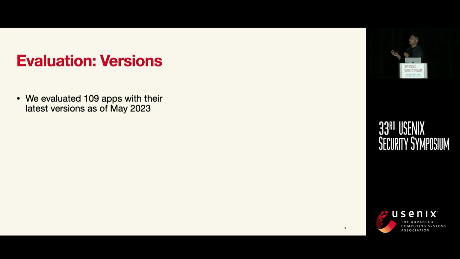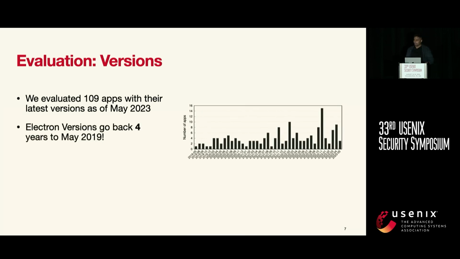When we eventually went and downloaded a bunch of apps, this was in May 2023, we basically made sure that we had the latest version that's available for a bunch of apps. For each of these apps, we extracted the versions, and we discovered that a lot of these apps do not have the latest version of Electron, and as a result, the latest version of Chrome. Some of them went back as much as 4 years, the oldest being one that depended on a version of Electron that was released in May 2019 when we were instrumenting and analyzing them in May 2023.